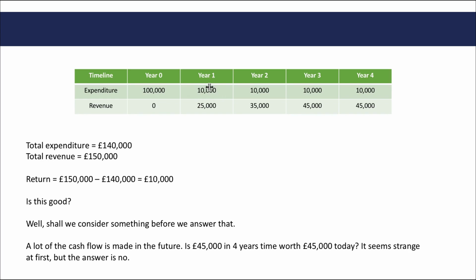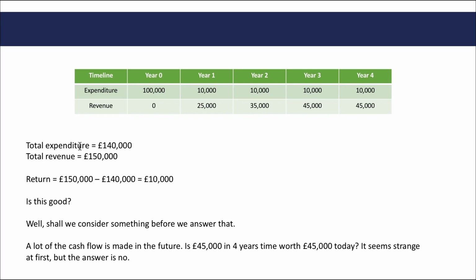We'll have a further expenditure. This is not something we've actually done yet, but just for argument's sake, let's say we have more expenditure in years 1, 2, 3 and 4 of £10,000, and we have a revenue. We don't have any revenue in year 0, but in year 1 we have £25,000. We have £35,000 in year 2, £45,000 in year 3 and 4.